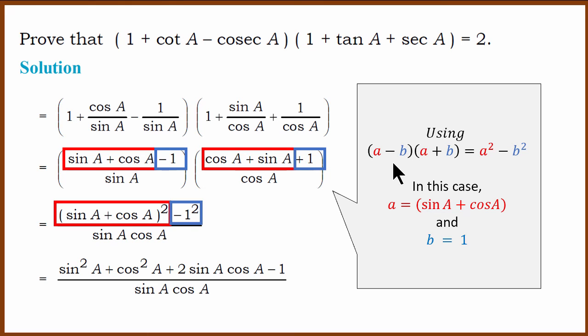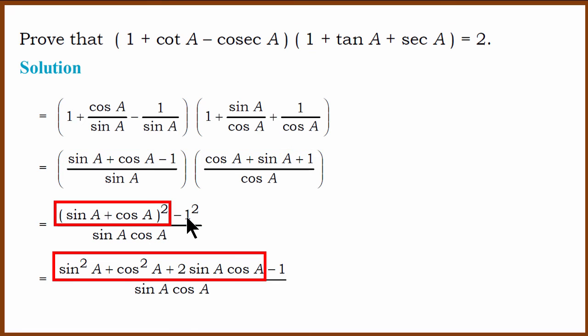In other words, this can be seen as (A - B) multiplied by (A + B), and we can use the identity A squared minus B squared equals (A + B)(A - B). In this case, A happens to be sin A + cos A and B happens to be 1. That is what we have done, and we can simplify the numerator as A squared, which is (sin A + cos A) squared, minus 1 squared, which is B squared. This is an important simplification, and it makes our further steps easy.